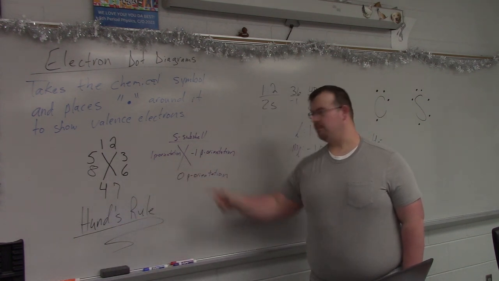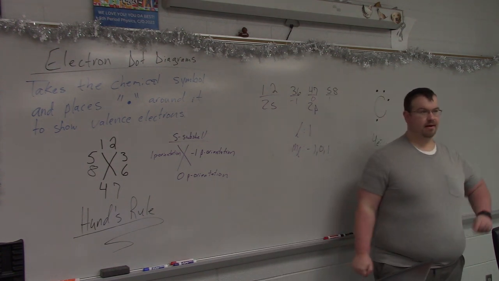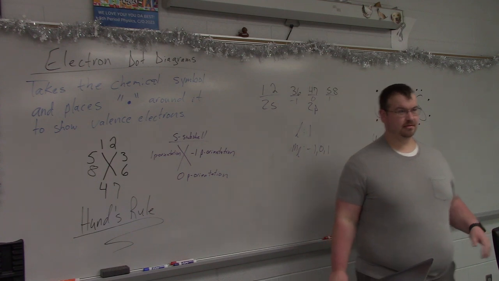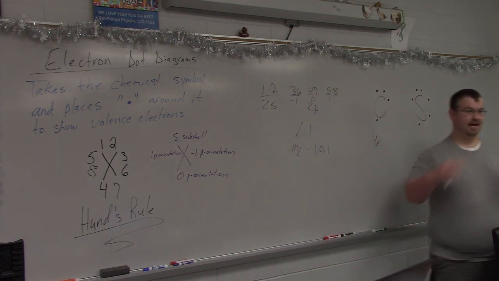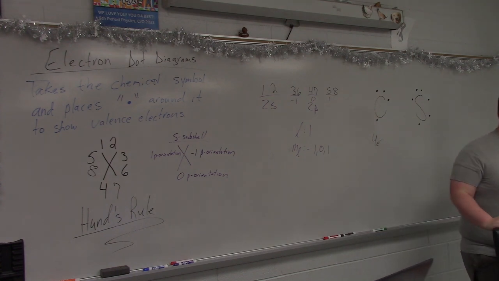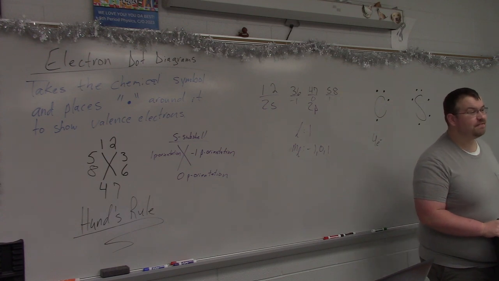Negative 1, 0, 1, P orientation. Why didn't they just move it around? Because that wouldn't have followed science. Oh, okay, that makes sense. I told you, everything connects in this class. What you did with electron configurations, what you did with the quantum numbers, you can't leave that.